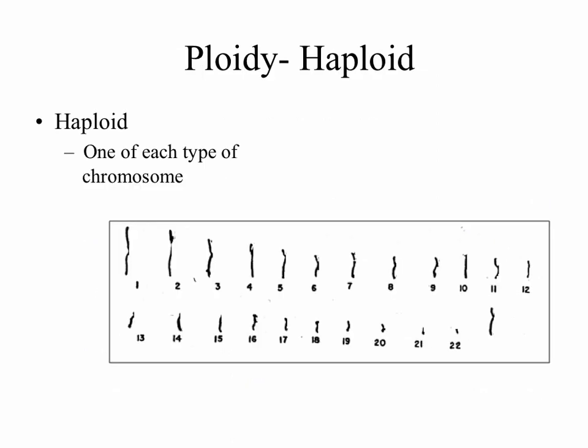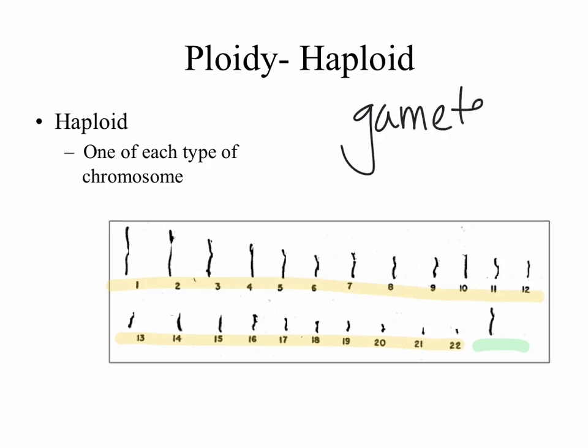Here is an example of a karyotype from a haploid human cell. Humans have 23 types of chromosomes total. Most of those chromosomes are numbered 1 through 22. Those are the autosomes. The last type of chromosome is our sex chromosomes. They are not numbered, they're just called sex chromosomes. The only type of cell in humans that are haploid are our gametes. So those are the egg and sperm cells.